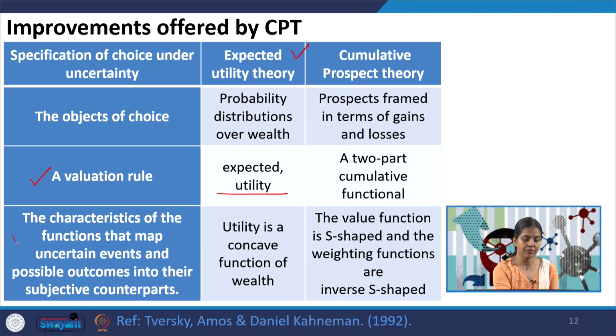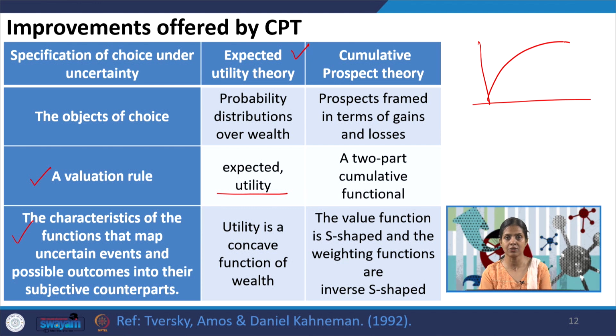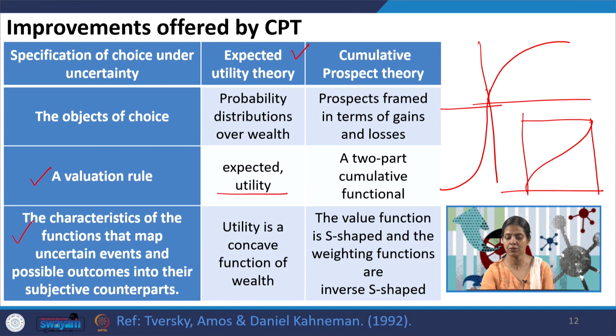And the third specification is the characteristics of the functions that map uncertain events and possible outcomes into their subjective counterparts. In case of expected utility theory, utility is a concave function of wealth and nothing more than that. So, it just says that utility is a concave function for both gains and losses. But cumulative prospect theory says that the value function is S shaped and the weighting functions are inverse S shaped. So, the value function would look like this for gains and losses, while the weighting functions we have already drawn, they are inverted S shape. This is the 45-degree line.